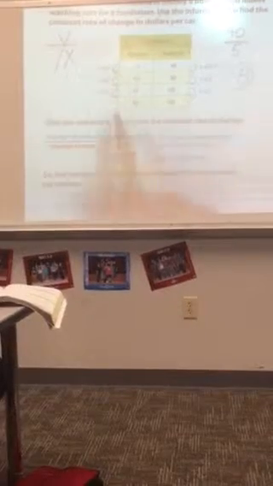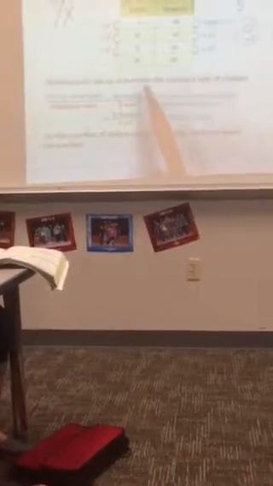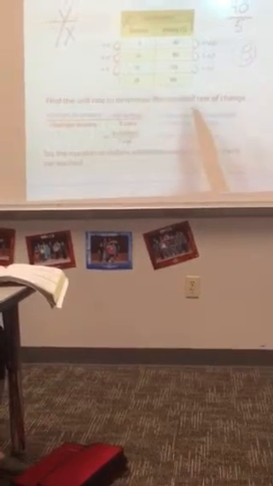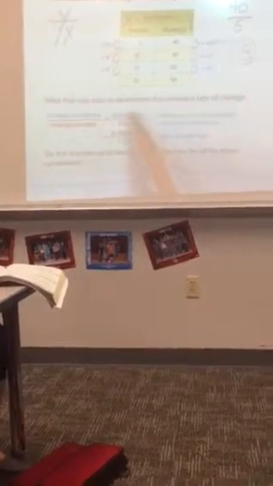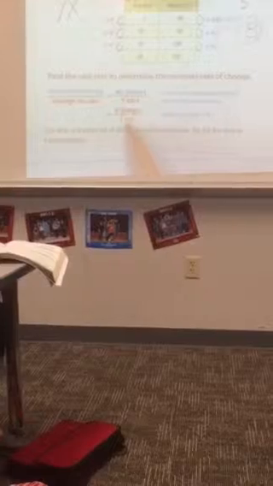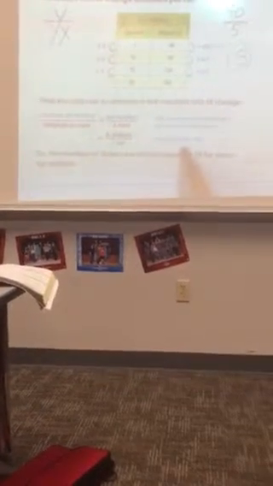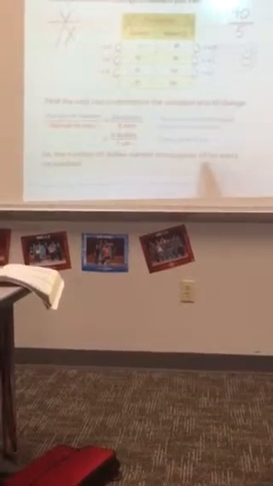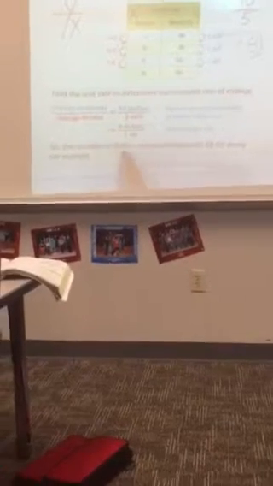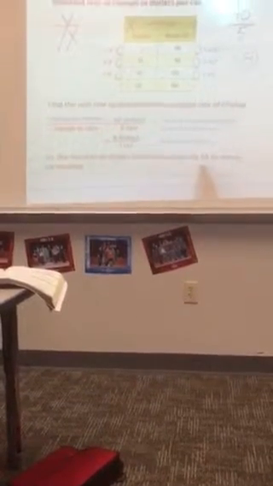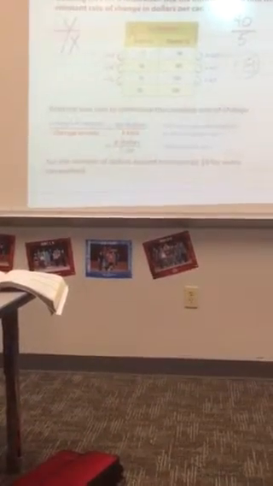So if I worded this out a little bit more, find the unit rate to determine the constant rate of change. Here's the unit rate, which would be 8 over 1 simplified. So the constant rate of change would be $8. The number of dollars earned increases by $8 for every car washed.